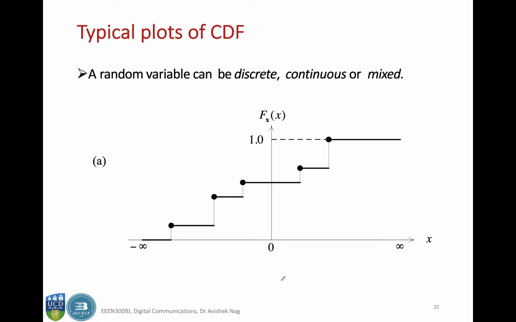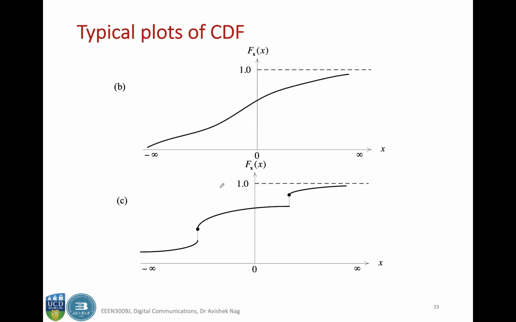So typical plots of cumulative distribution functions are like this. As you saw from the properties, cumulative distribution functions are always non-decreasing. So you see that it's always rising with the value of x. And it can be continuous or it can be discrete. In this example, this is discrete. It is taking some fixed values, but it can be continuous as well, like this. And it can be mixed also. So this one is an example of a mixed. It takes some continuous values, but there are also some jumps or discontinuities at some points.